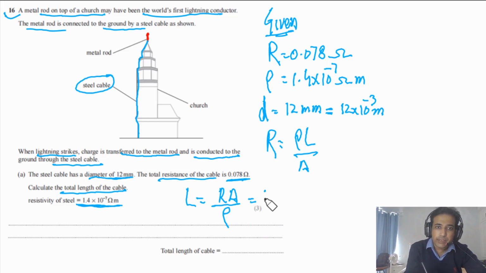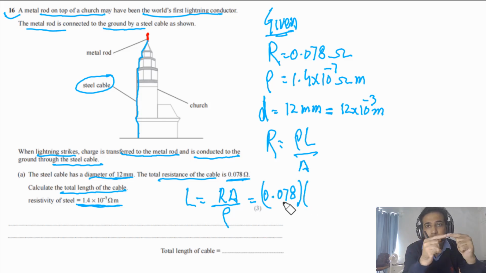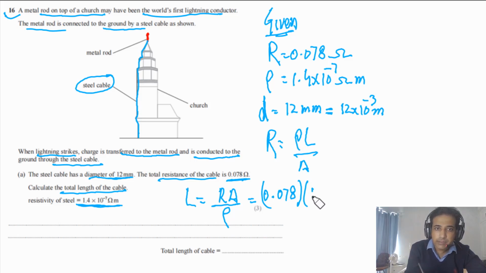Resistance is given to us that is equal to 0.078, and A is representing cross-sectional area, means this cross-sectional area, you can see this is cross-sectional area. How we can find this one? This is circle, so this is pi by 4 d square, divided by resistivity. Resistivity we have that is equal to 1.4 times 10 to minus 7.